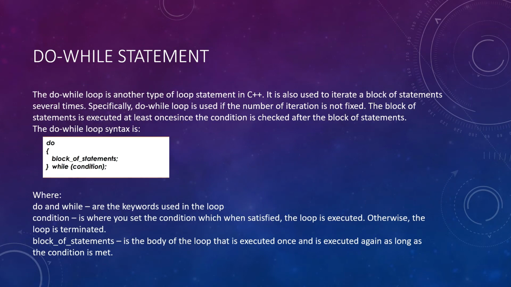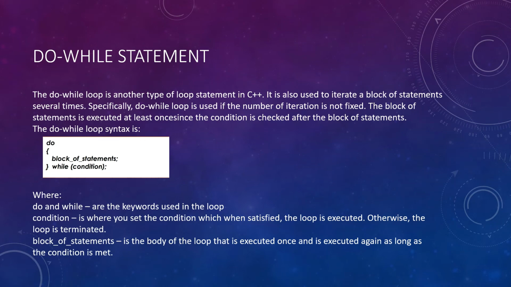Now let's talk about the do-while statement. The do-while loop is another type of loop statement in C++. It is also used to iterate a block of statements several times. Specifically, do-while loop is used if the number of iterations is not fixed. The block of statements is executed at least once since the condition is checked after the block of statements.